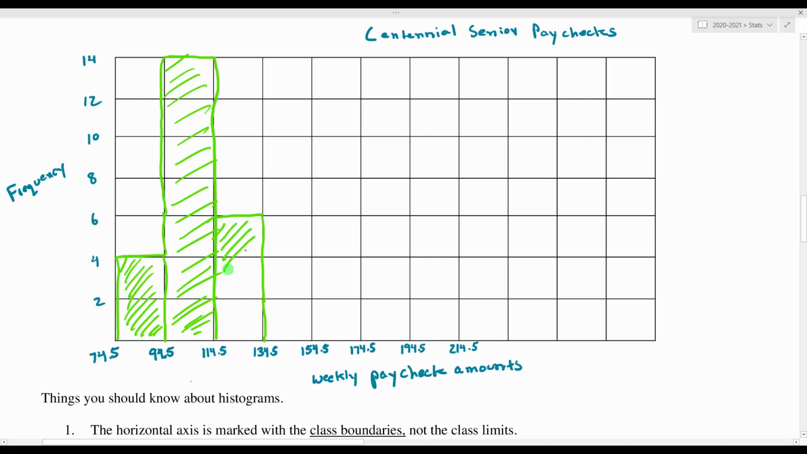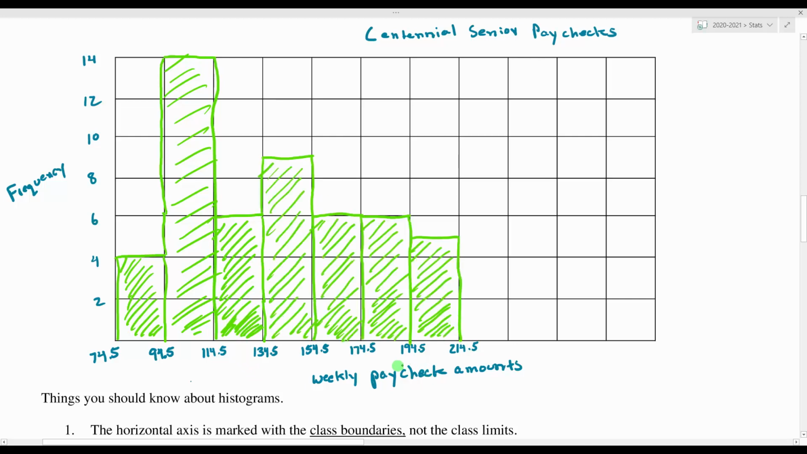Go. And then shade. Right. And I'll finish constructing the rest of this and fast forward for you. All right, so I've got my histogram all drawn here. So this would be the finished product that we have here.